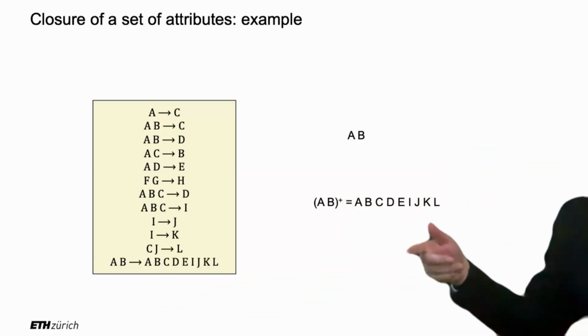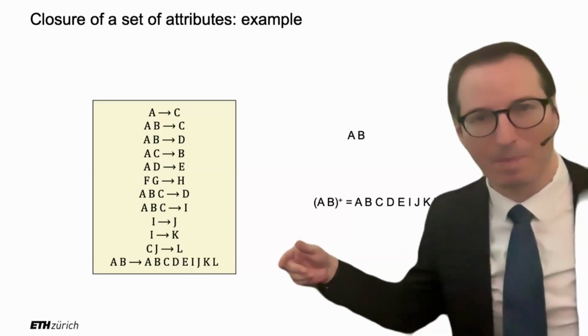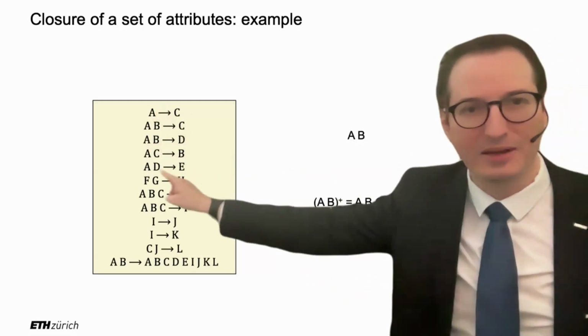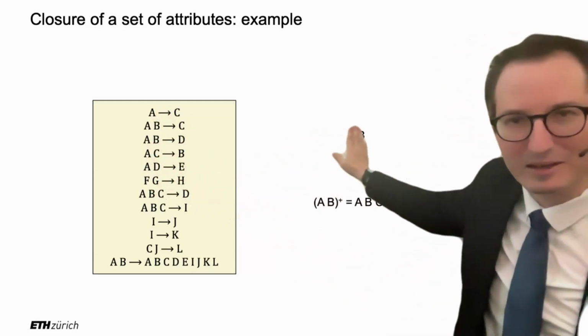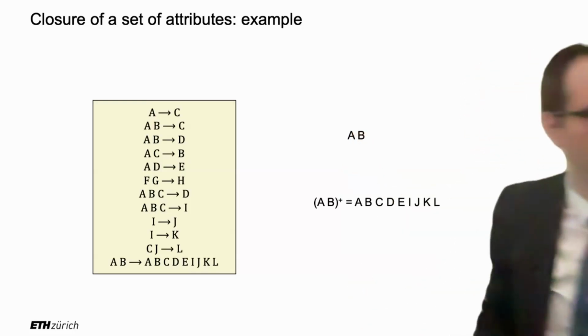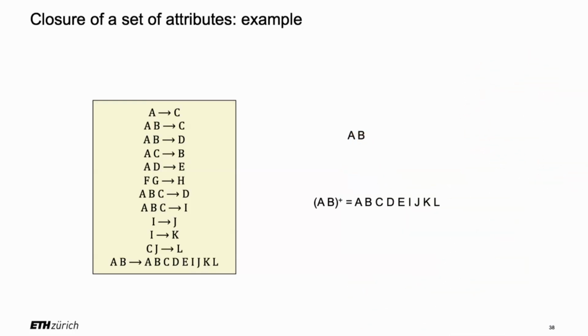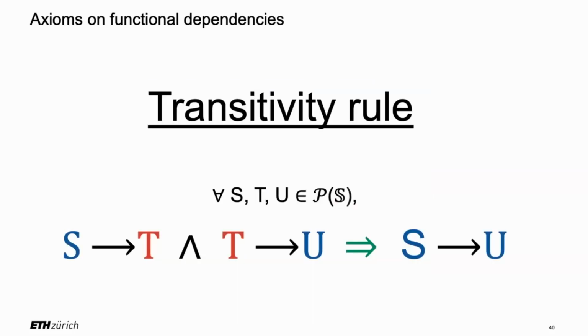And by the way, just to confirm, based on A, you have C. Based on AC, you have B. So even if you had just A, that would be the case, right? But the closure can be done on anything, any set of attributes. So now I'm going to make it a bit more systematic and start giving you rules.